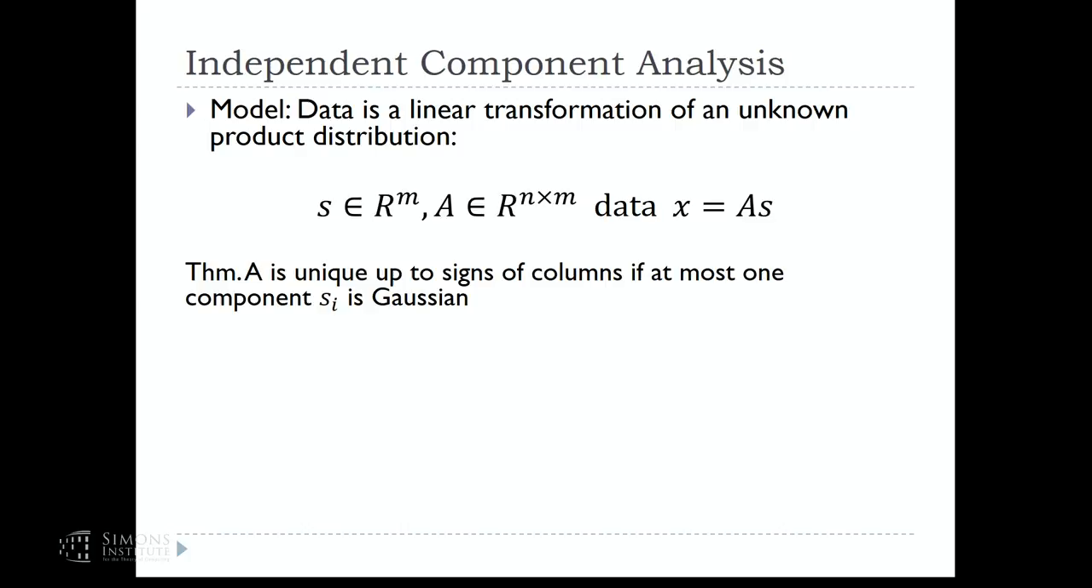If two components are Gaussian, again, you're in trouble, right? You will never be able to tell those apart, because you could just rotate in that two-dimensional space. But as long as all but one are not Gaussian, or maybe all are not Gaussian, then it's uniquely identifiable. You can figure it out.